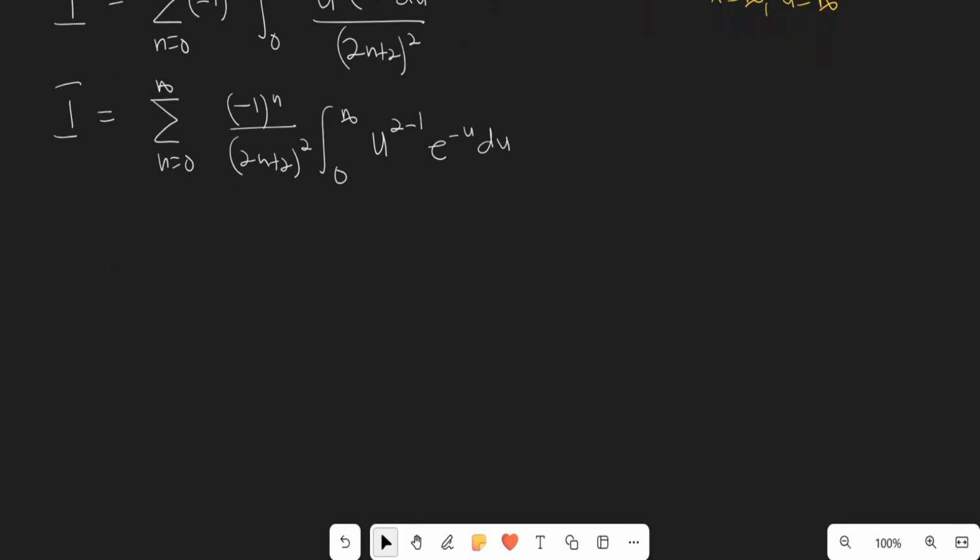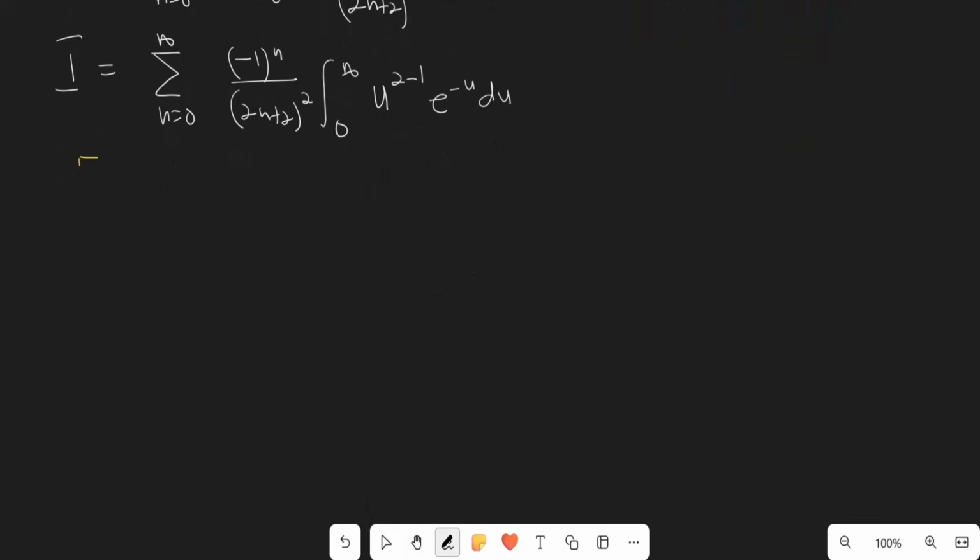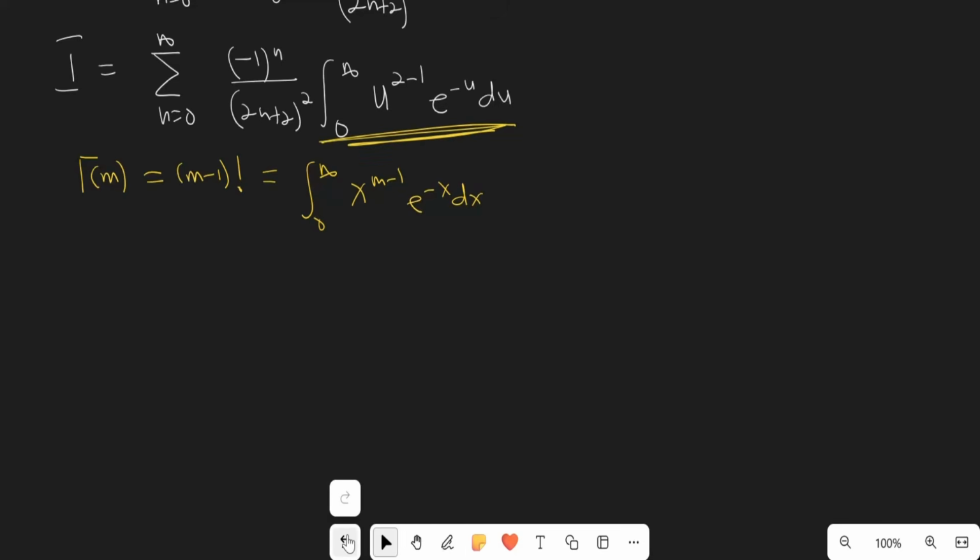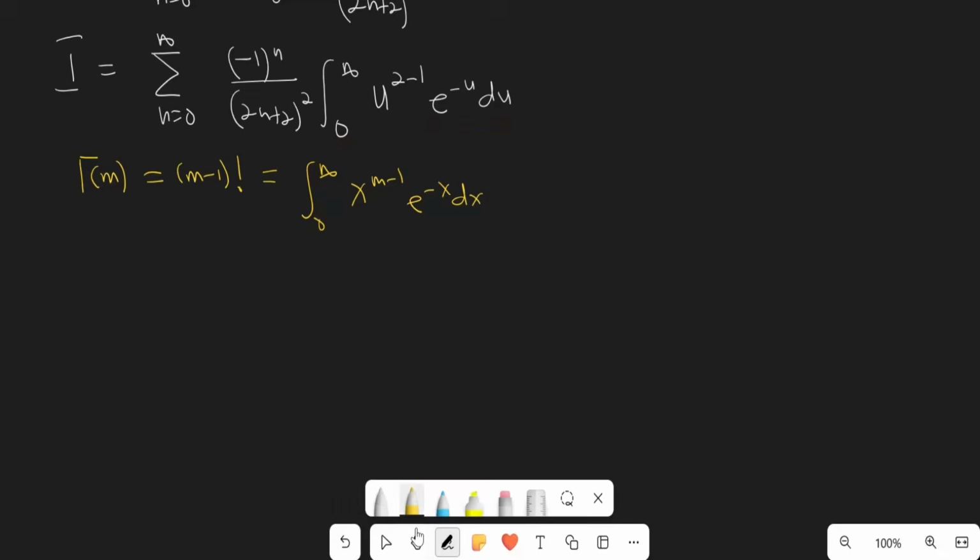And now I'm going to compare this one to the gamma function. So we have gamma of a number, let's say m. This is the same as m minus 1 factorial. And this can be written as the integral from 0 to infinity of x raised to the power m minus 1 e raised to the power negative x dx. This is the gamma of m. So if you are comparing this one to the gamma function, this one is just like the gamma of 2, right? So let's replace that in the integral.